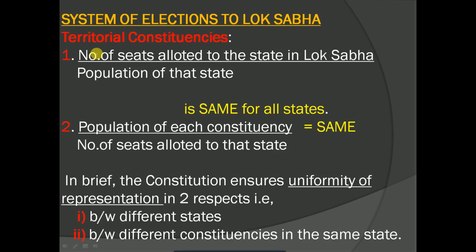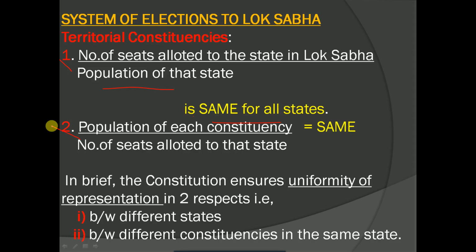System of elections to Lok Sabha. As I already said, the entire country is divided into territorial constituencies of roughly equal population for the purpose of election. For this purpose, the Constitution makes the following two provisions. Number one, the ratio between the number of seats allotted to a state in Lok Sabha and the population of that state is the same for all the states, which means each state is allotted a number of seats in Lok Sabha in such a manner that the ratio between that number and its population is the same for all states.